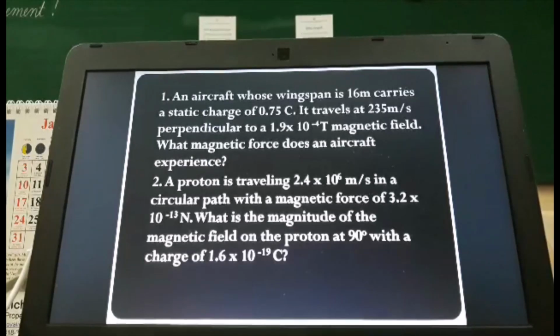The second problem: a proton is traveling 2.4 times 10 raised to 6 meters per second in a circular path with a magnetic force of 3.2 times 10 raised to negative 13 Newton. What is the magnitude of the magnetic field of the proton at 90 degrees with a charge of 1.6 times 10 raised to negative 19 coulomb? So first problem, ang hinahanap po is magnetic force. Second problem, ang hinahanap po is magnetic field.